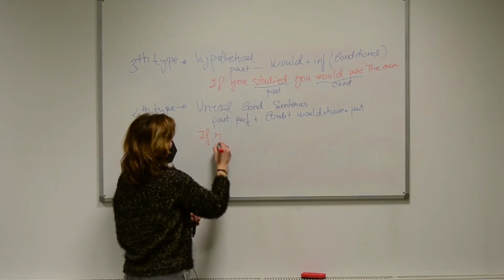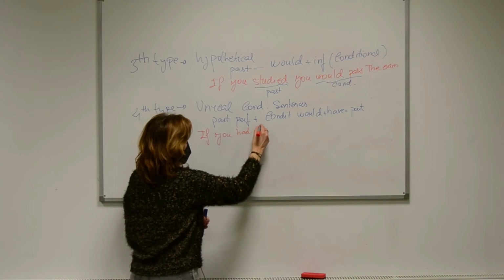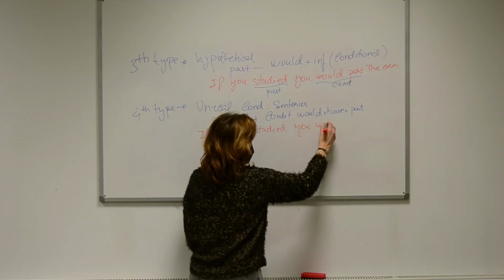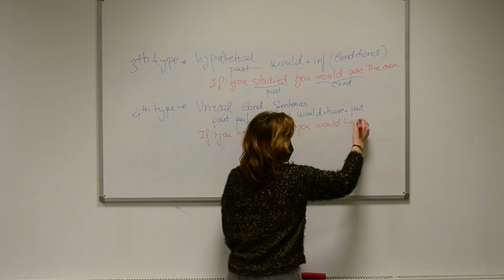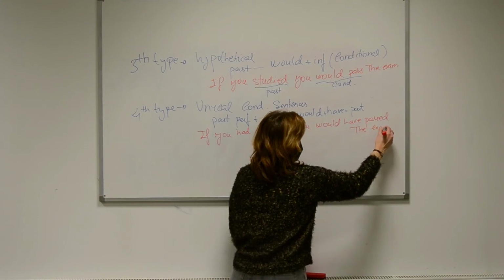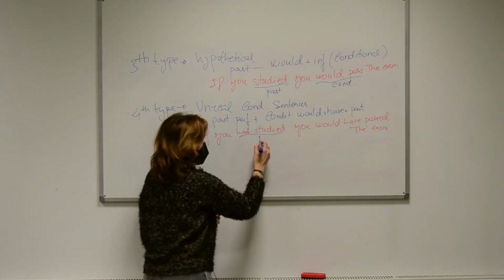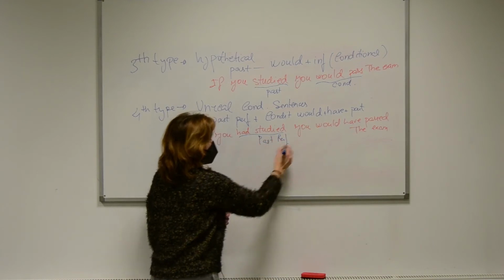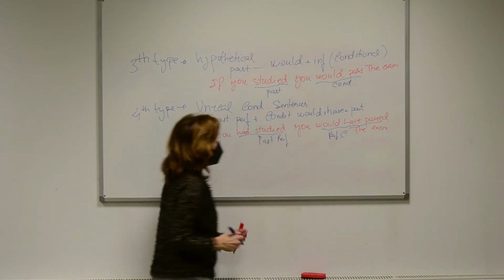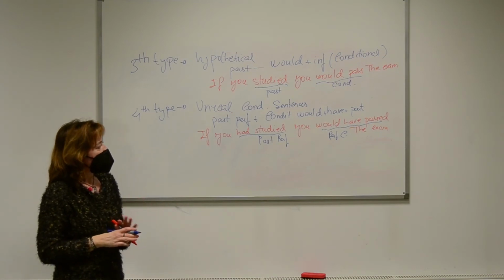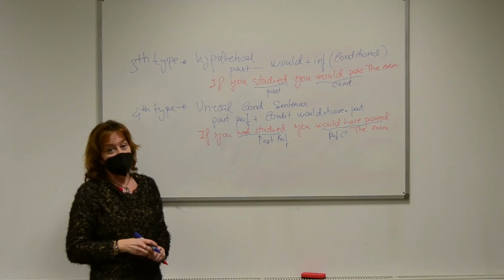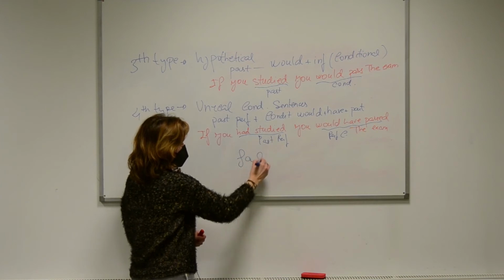If you had studied, you would have passed the exam. In this case, we have had studied, past perfect, and would have passed the exam, perfect conditional. These are unreal conditional sentences. They never happen. You didn't study and you failed the exam. In this case, you failed, okay?